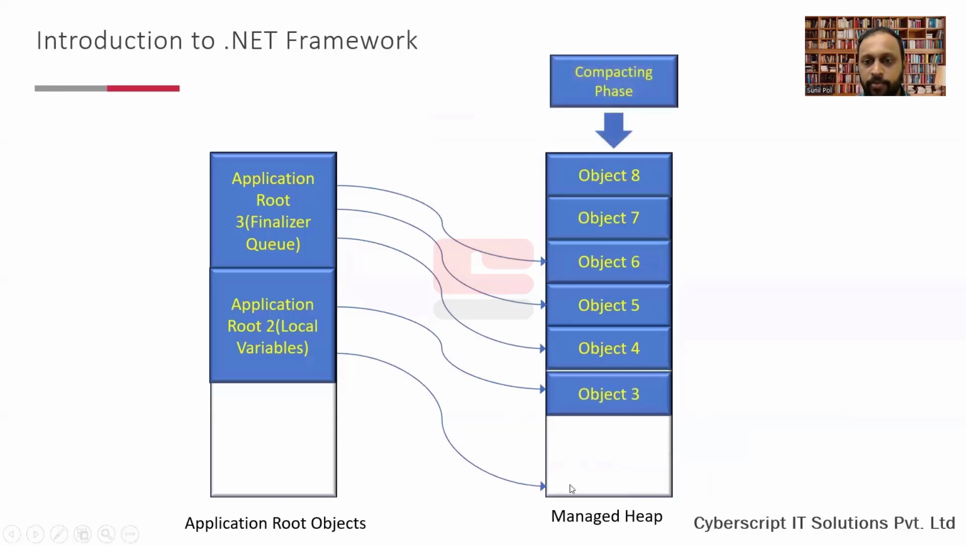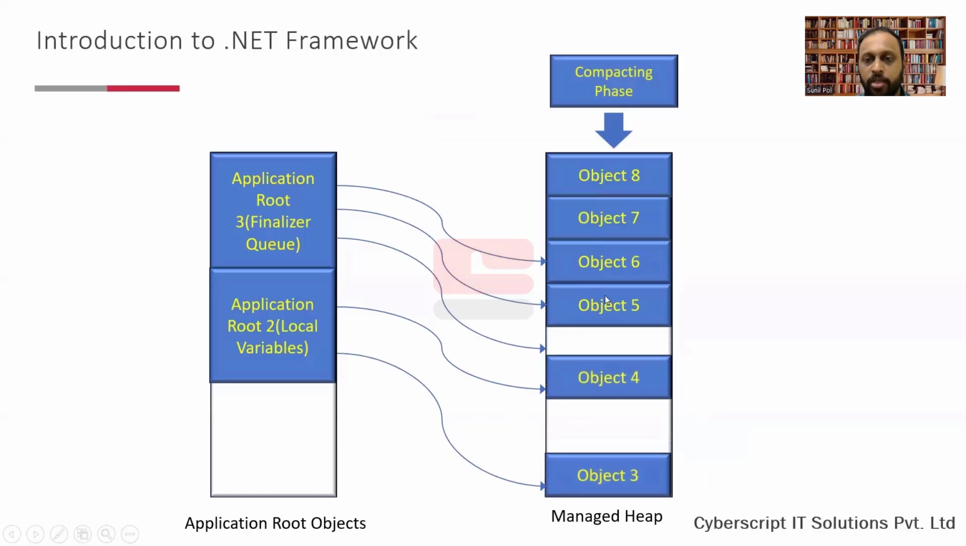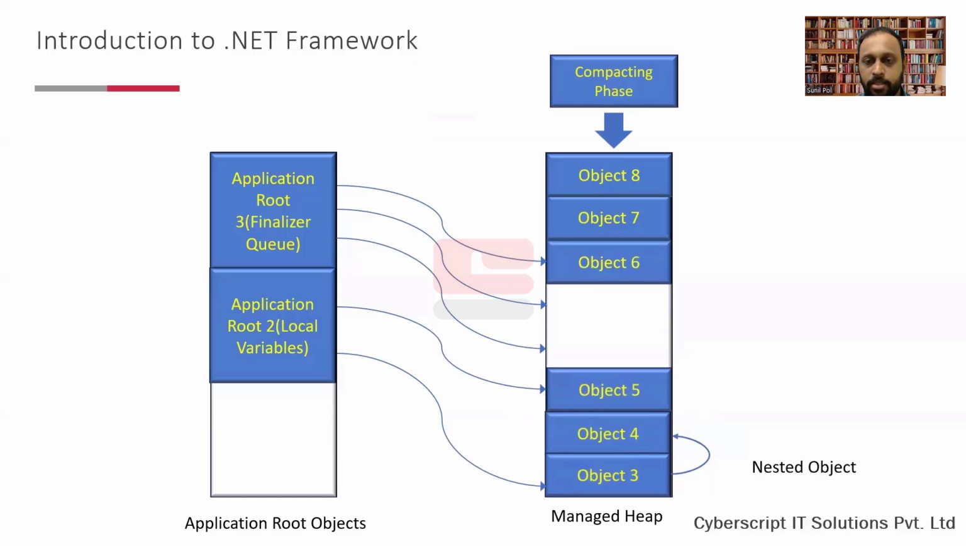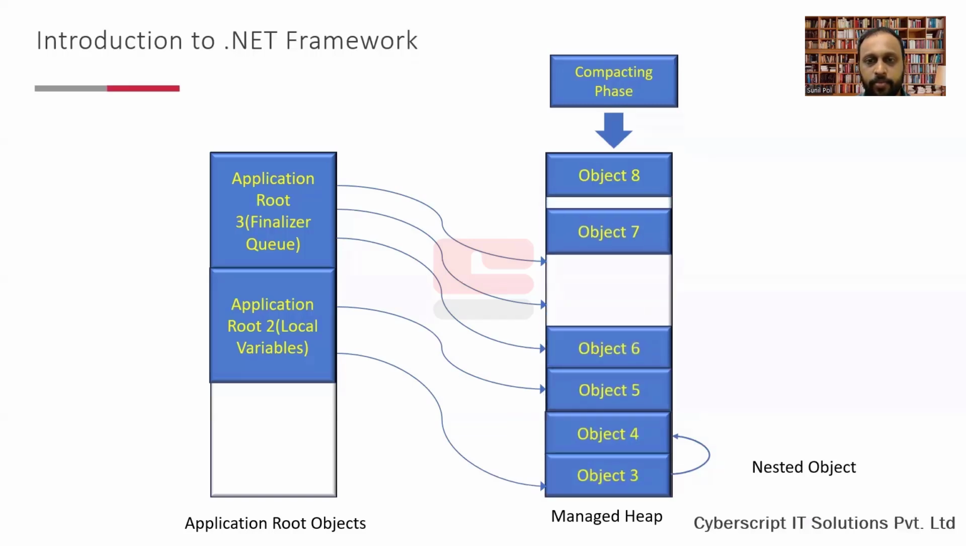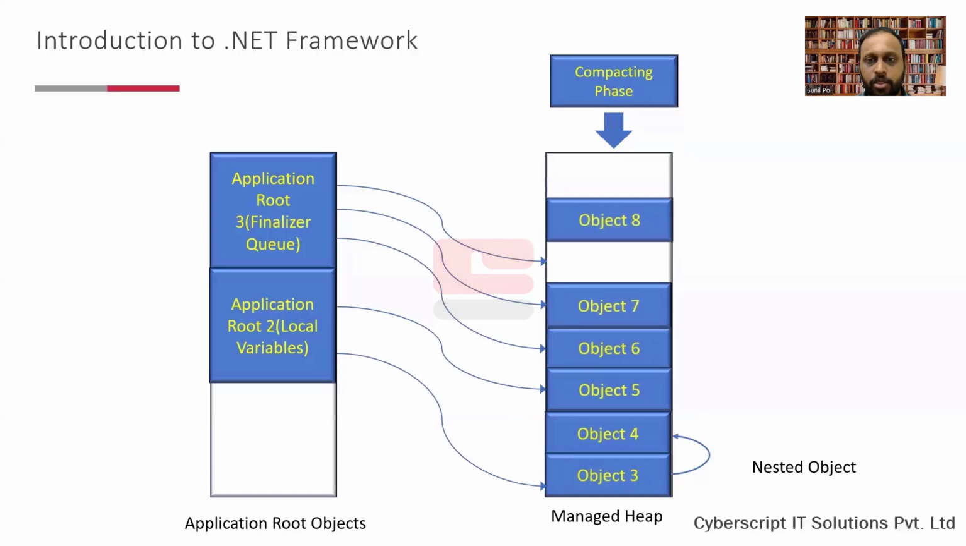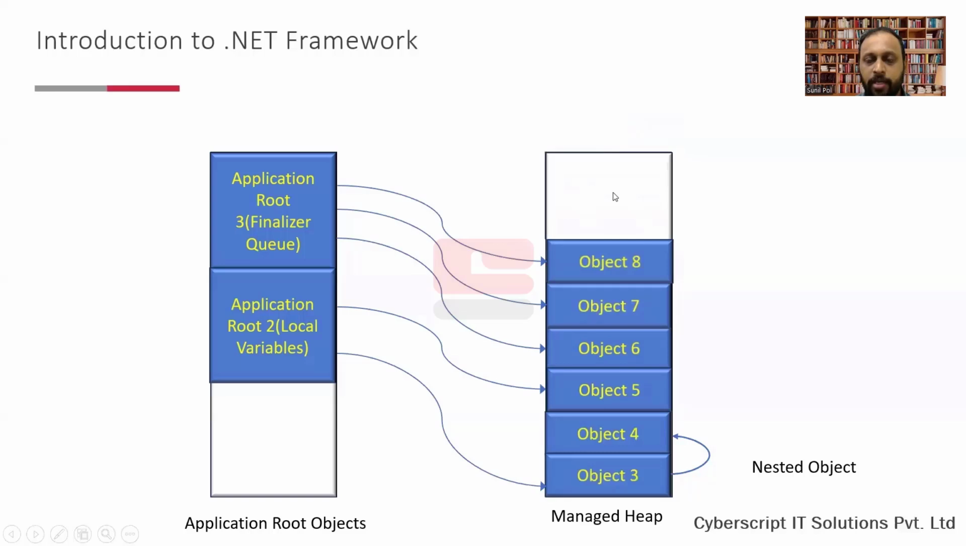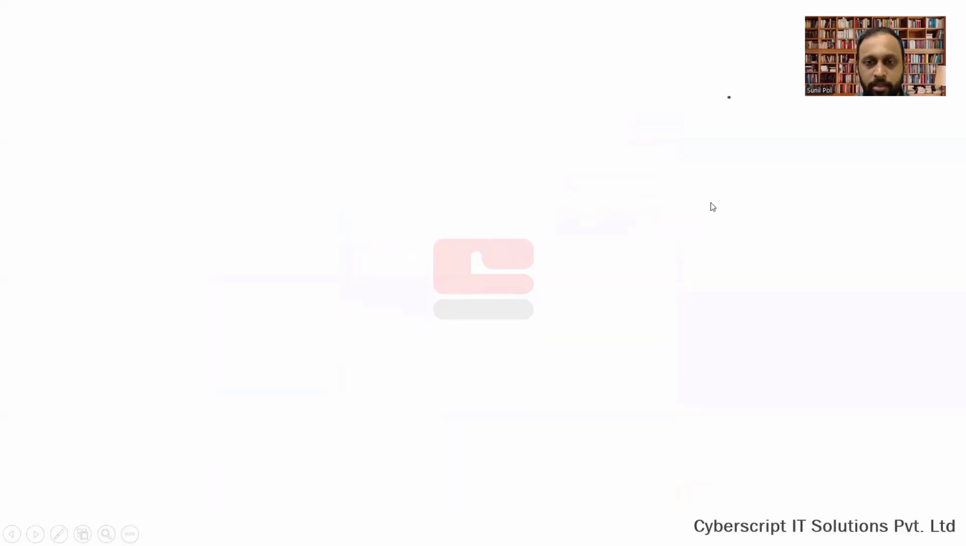Now the garbage collector will delete those objects and shift all the live objects to the older addresses. So the defragmented memory would be used by the next application routes, where the new application routes will create new objects. So this is the defragmented memory which is done by the garbage collector.